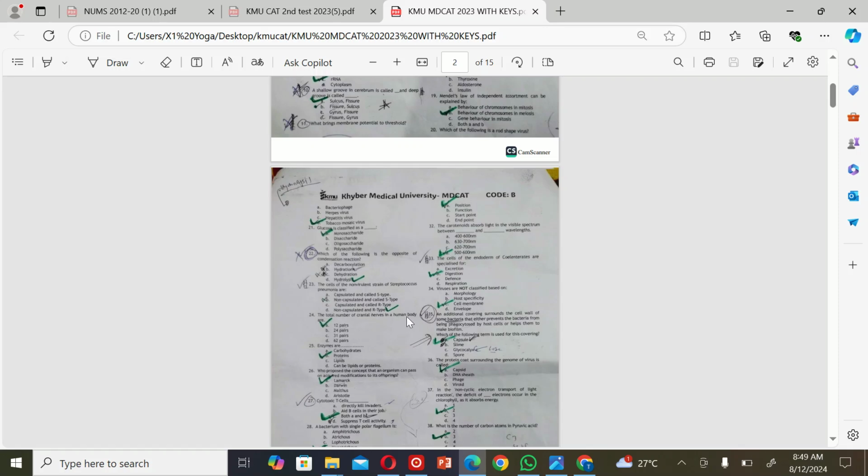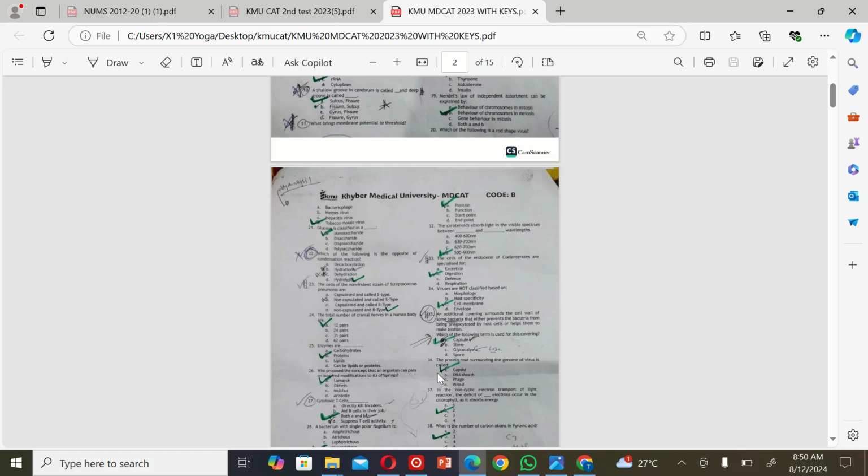The next MCQ is: an additional covering surrounding the cell wall of some bacteria that either prevents the bacteria from being phagocytosed by host cells or helps them to make biofilm. Which of the following terms is used for the covering? A. Capsule, B. Slime, C. Glycocalyx, and D. Spore. So the correct option is A.